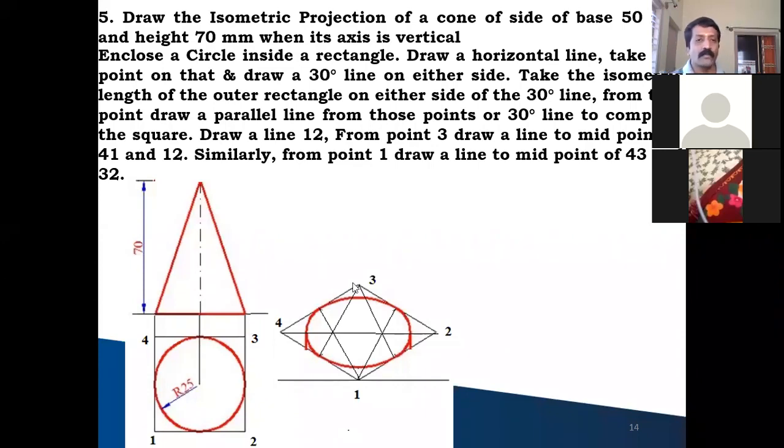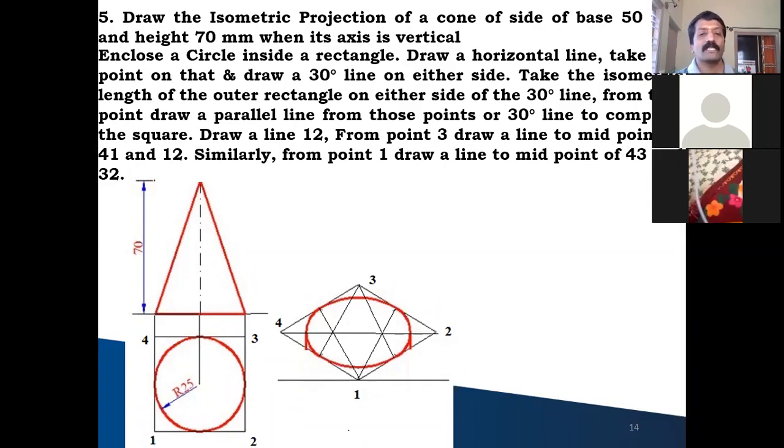Now to draw the front view, you draw a vertical projector from the end points of the top view, and from the center you draw one vertical projector. From the center, you draw an axis line, that is the vertical line, and take 70 millimeter and cut it here. This is your vertex or apex. Now you join the vertex to the two end points. So the cone will look like an isosceles triangle in the front view. So both the top view and front view are completed.